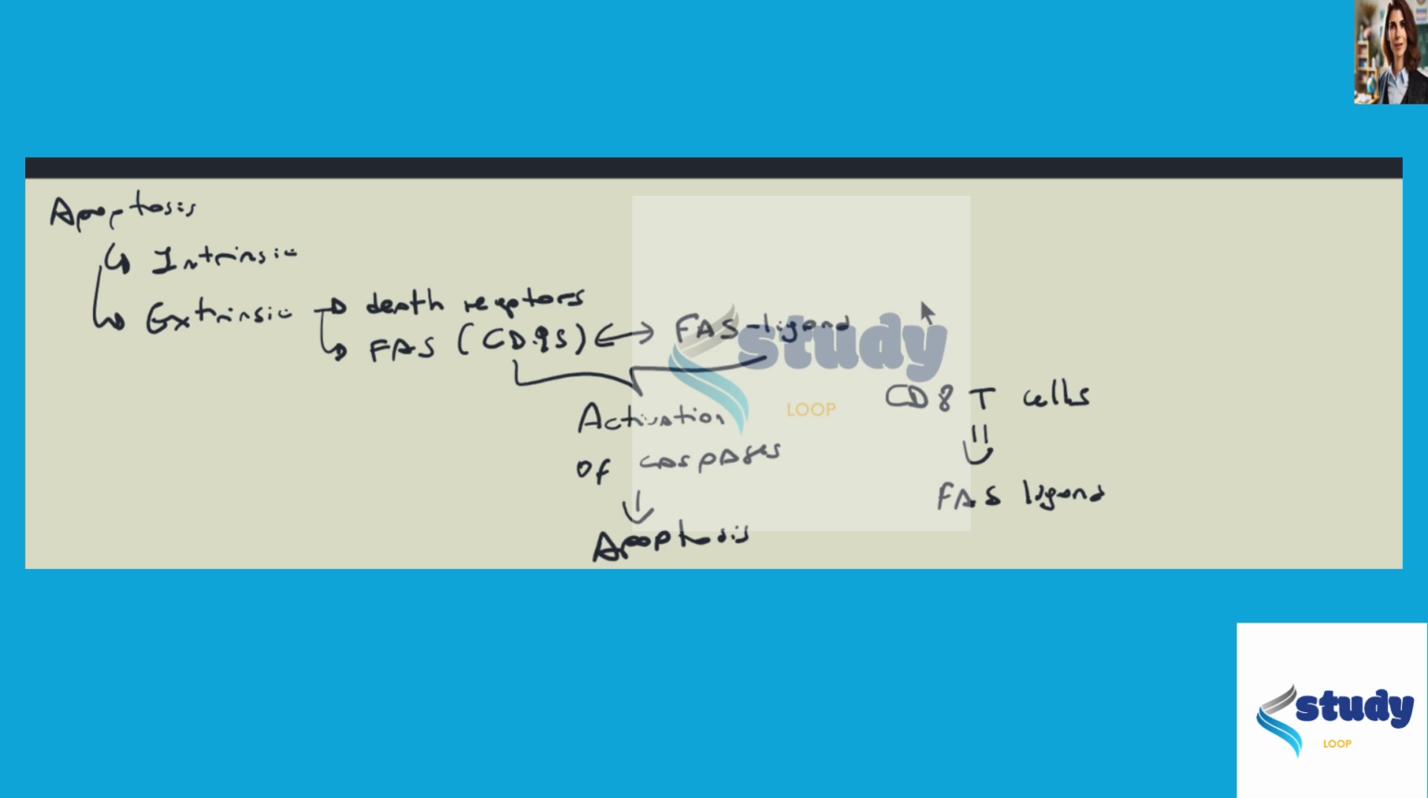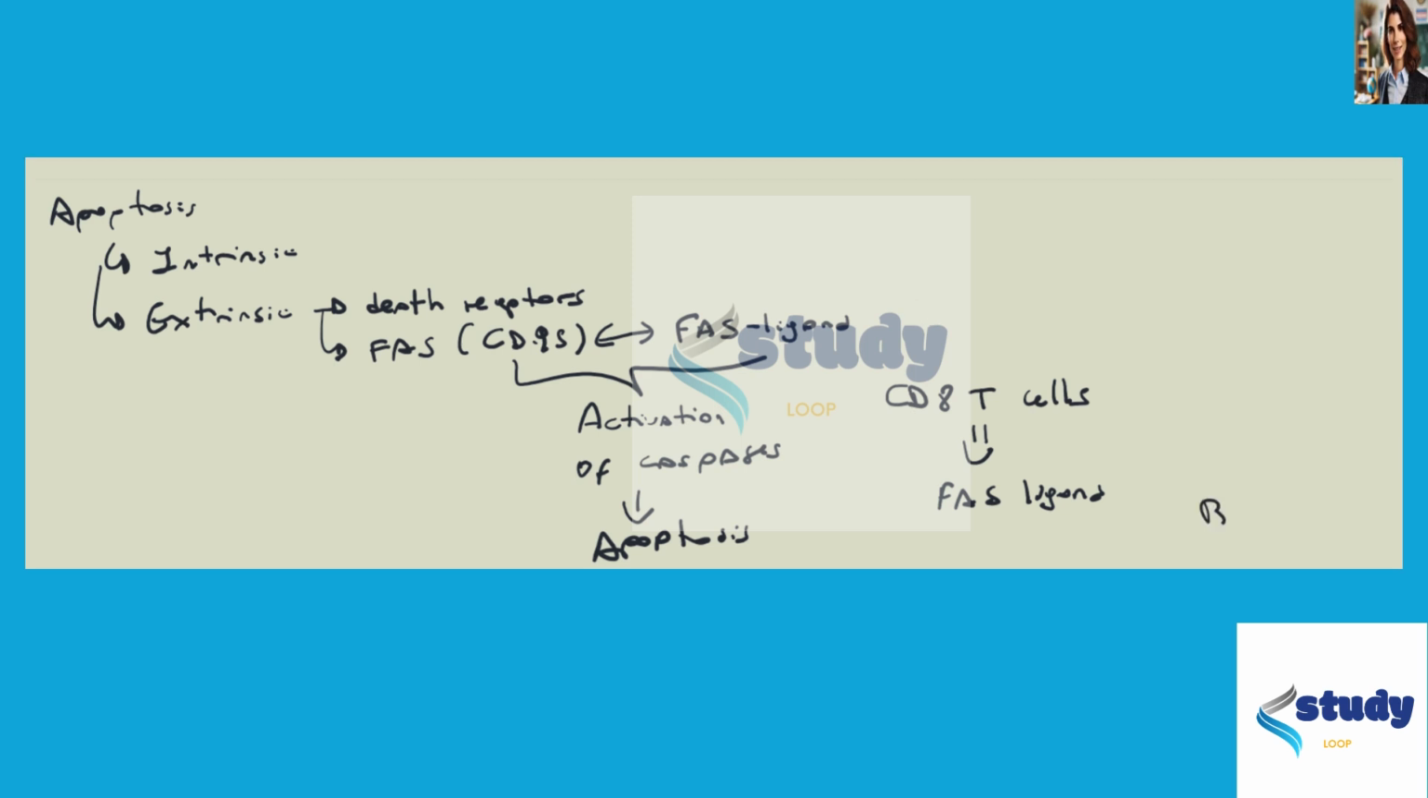Well, option A says activated metabolism. This is false. Option B says apoptosis, and this is correct. The FAS is going to initiate the signaling pathway of apoptosis, specifically the extrinsic pathway of apoptosis. Okay, so option B is the correct option.